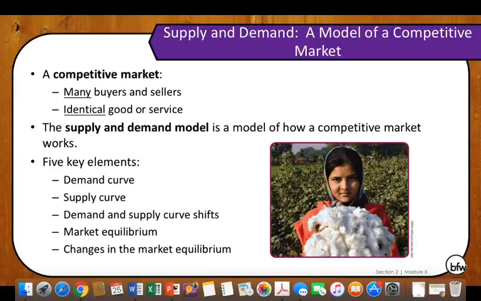So, when we look at the supply and demand model, this is a model of how a competitive market actually works. And there are 5 key elements that we will study in this unit to explain the supply and demand model of a competitively market-based economy. We will look at the demand curve, then we will look at the supply curve, then we will look at demand and supply curve shifts. We will then combine those to determine the market equilibrium, and then we will see what happens when there are changes in the market equilibrium.